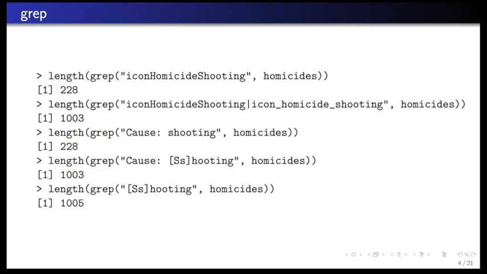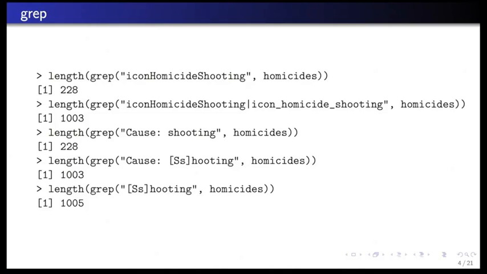I can also grep on this cause field. So I'm going to look for cause, colon, space, shooting. This is a literal, there's no pattern here, it's just a literal string. And then I get 228. Again, that's missing some, and one of the reasons is that sometimes shooting is a capital S and sometimes it's a lowercase s. So I can give it a character class where I say either capital S or lowercase s, and then the hooting. And when you do that, it gives me back 1003.